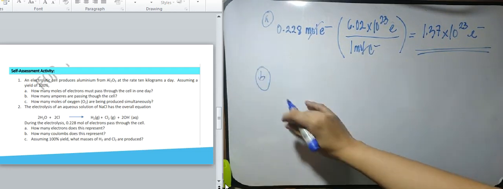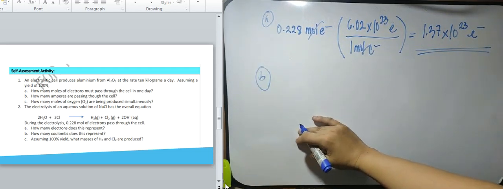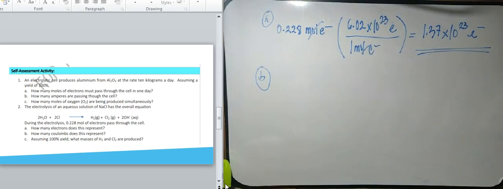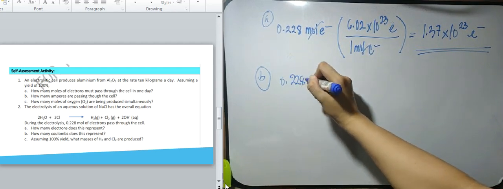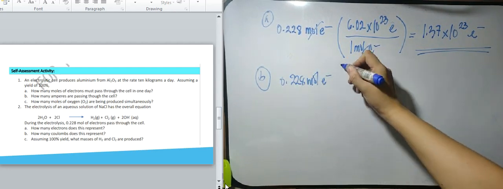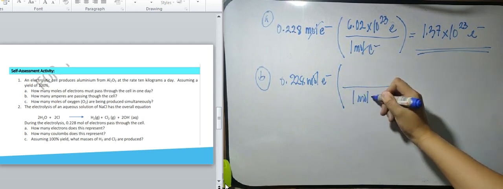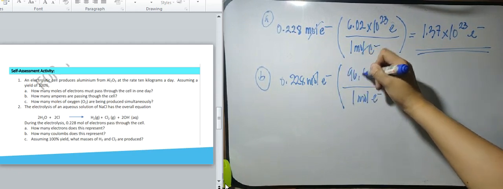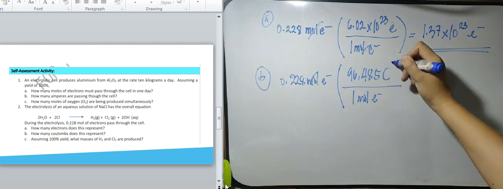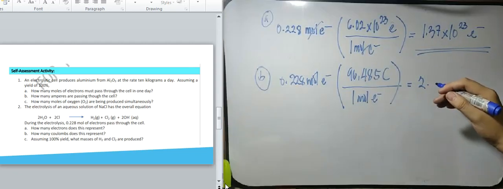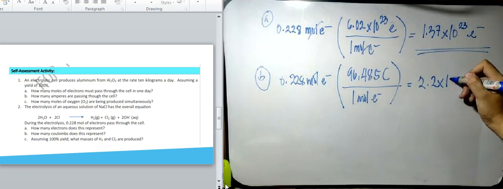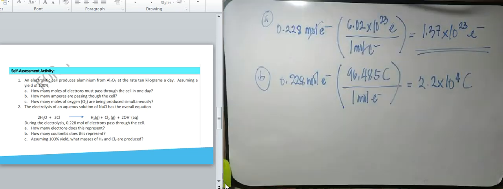Okay. So letter B, what is the coulomb? How many coulombs does this represent? So the quantity of electrical charge. So we have 0.228 mole electron. In 1 mole electron, we have 96,485 coulombs. So we have 2.2 times 10 raised to 4 coulombs.